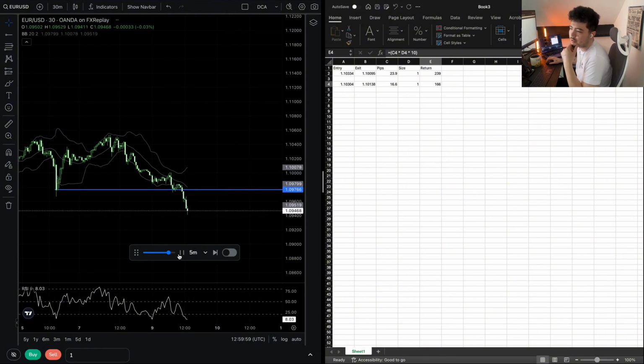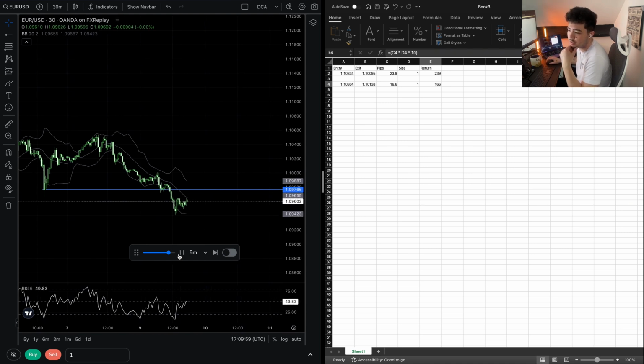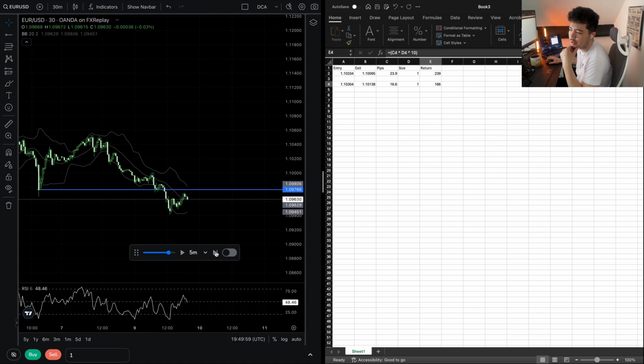So let's just see. So again, we've missed a huge move here. We could have kept both positions and been deep profit, but that's not the goal of this strategy. We're not looking to do that. So I'm going to sell here. Not really much of a reason to, but we have broken. We slightly retested here.